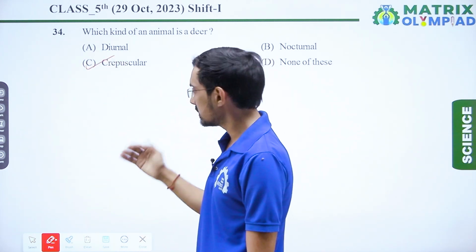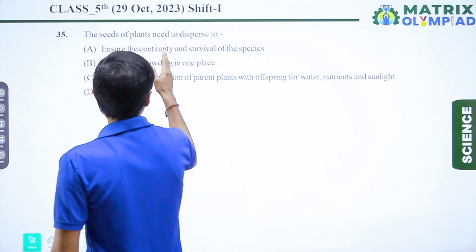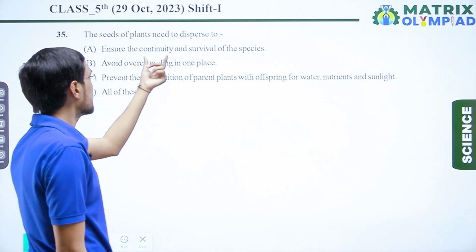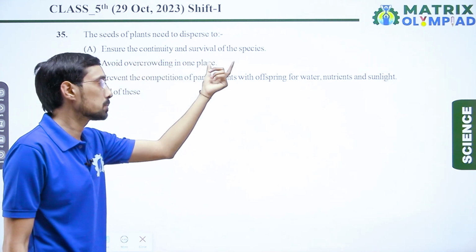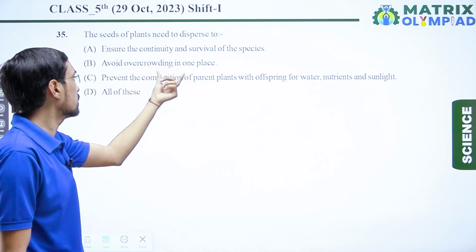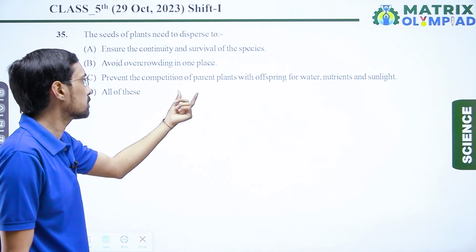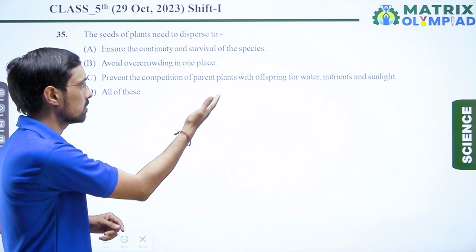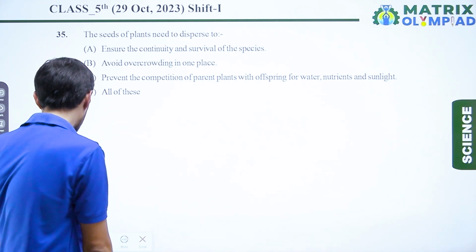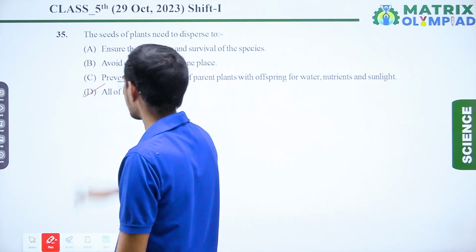Our next question is, the seeds of plants need to disperse to. First one is, ensure the continuity and survival of the species. That's the correct option. Avoid overcrowding in one place. That's also correct. Prevent the competition of parent plants with the offspring for water, nutrients and sunlight. All these 3 options are correct. So our correct answer will be option D.